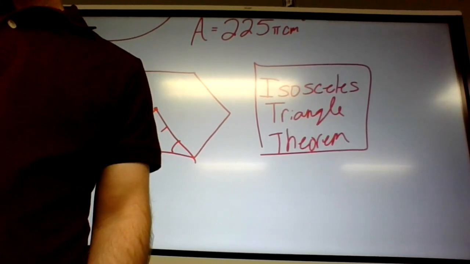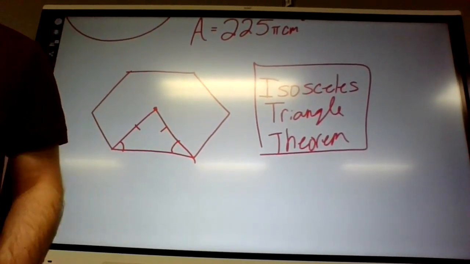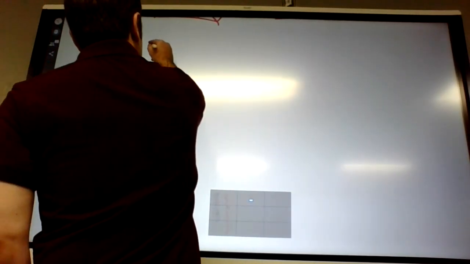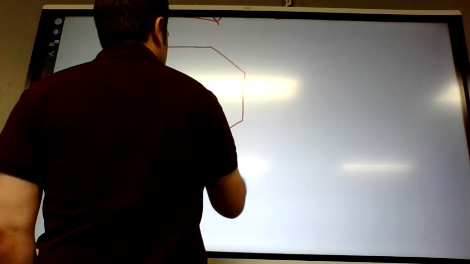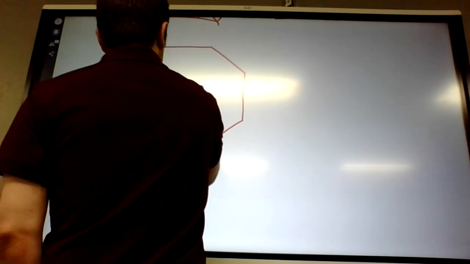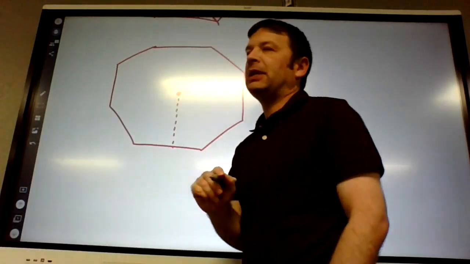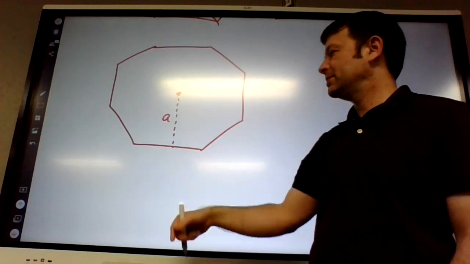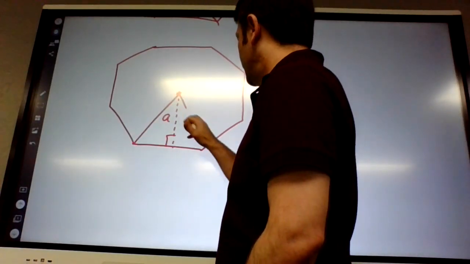Number 39. Find the length of the apothem of a regular octagon. You guys remember what an apothem was? Oh yeah, I saw this on the video. Yes, okay. We called it the apothem. It goes from the center straight down. It's kind of like if we draw the radii in, it's the height of one of those triangles.